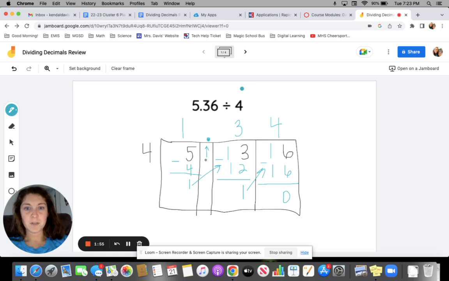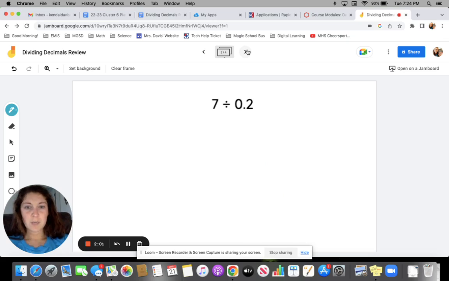Feel free to pause this video if you need to get it copied down. But I'm going to go ahead and move on to the next one. The next problem is 7 divided by 2/10. And like we were doing in class on Tuesday, I'm going to write these numbers separately over here because if you remember correctly, I cannot have a decimal point in my divisor, which I do currently have right now. So I'm going to have to kick that decimal place out one time to make it a whole number.